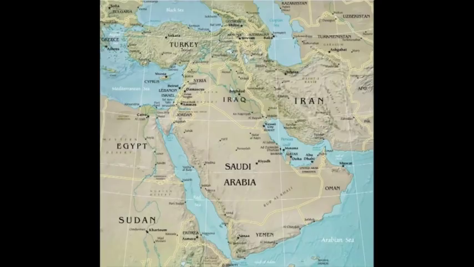Then we have Oman. The capital of Oman is Muscat. Then UAE, whose capital is Abu Dhabi. Then Qatar, whose capital is Doha. Iraq, whose capital is Baghdad. Then we have Syria, whose capital is Damascus, which is often in news. Then we have Jordan, whose capital is Amman. Lebanon, whose capital is Beirut. Israel and Palestine, both of which share a capital city, which is your Jerusalem.